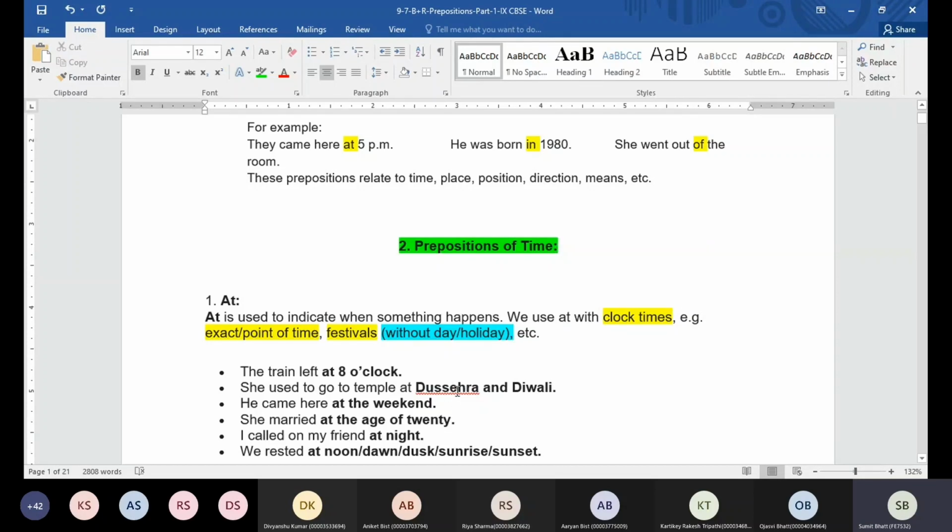We rested at noon, at dawn, at dusk, at sunrise, at sunset. So whenever we have these words, guys, okay, noon we have, dawn we have, dusk we have, sunrise we have, sunset we have, we are going to use which word? At is going to be there. Okay, because we are referring to either an exact time or a point of time.